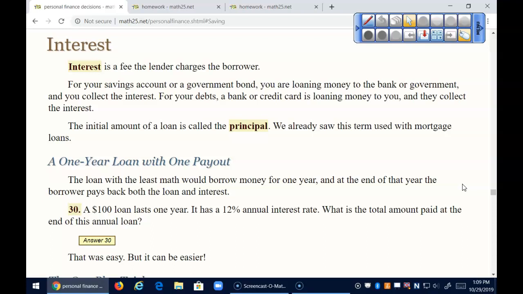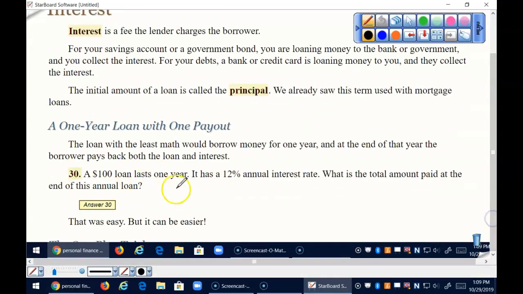So the loan with the least math: you would borrow money for exactly a year, and at the end of the year you'd pay back your loan, and you'd pay back the interest fee. So a $100 loan has a 1-year time, 12% interest rate. So we'd say, there's 0.12 times 100.